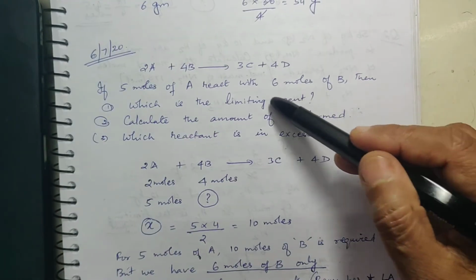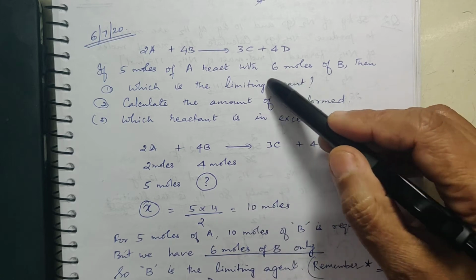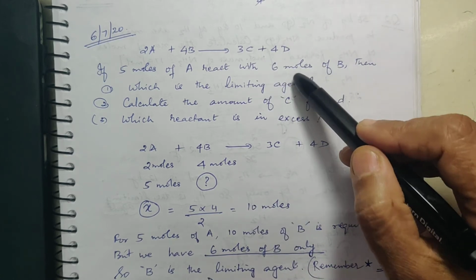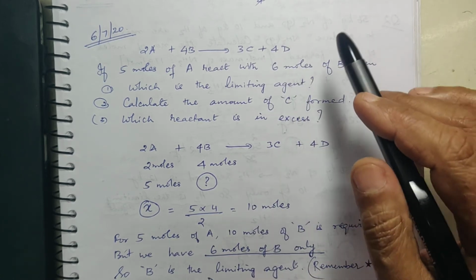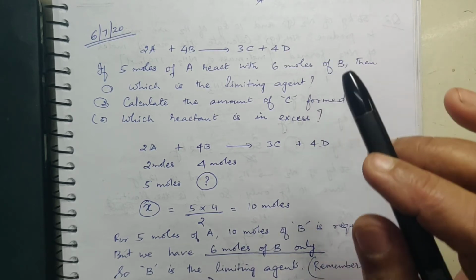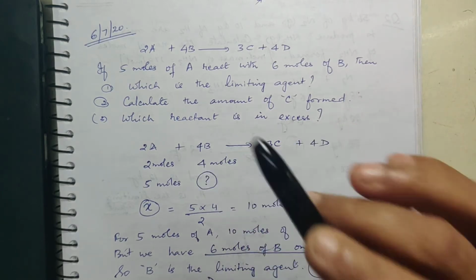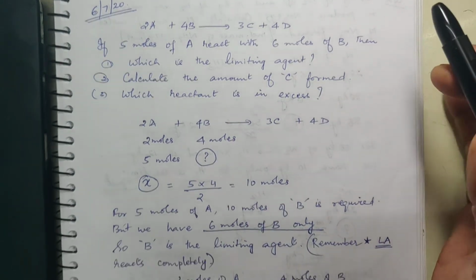But how much you have been given? You have been given only 6 moles. You want 10, but you have been given only 6. That means B is present in insufficient quantity. The one which is present in insufficient quantity, that will be the limiting agent. Is that clear? So which is the limiting agent here? B will be the limiting agent. Okay.